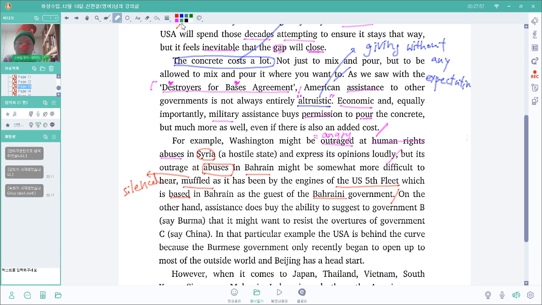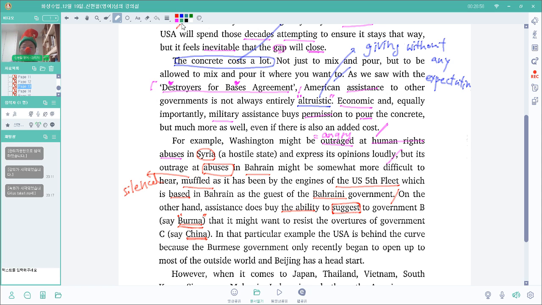On the other hand, assistance does buy the ability to suggest to government B, say Burma, that it might want to resist the overtures of government C, China. If you help out, it gives you the ability to give some advice on international diplomacy. For instance, when China tried to go into Burma, America approached Burma secretly and promised to assist Burma economically, and in return, America said to the Burmese government, don't let China come too much into the market. And the Burmese government listened to America's advice because America promised economic assistance.